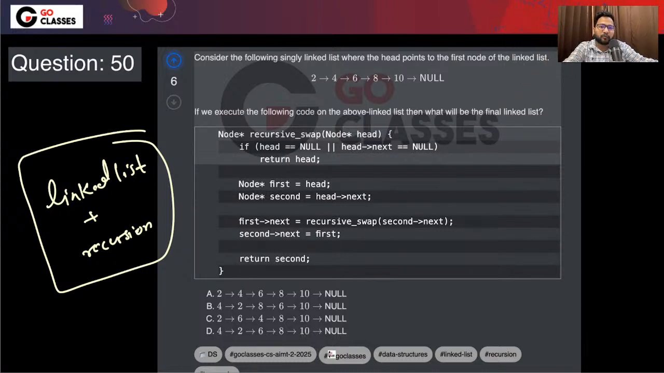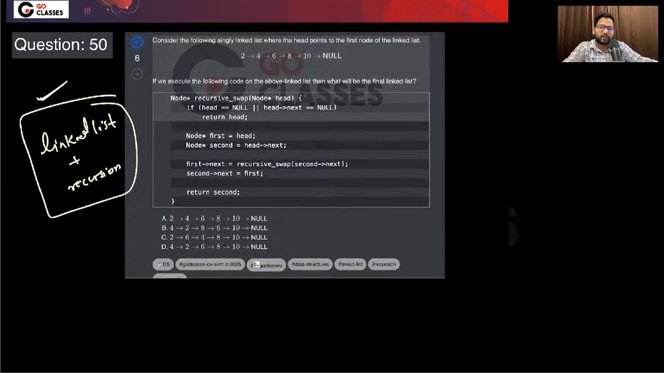By the way, how many of you are GO Classes complete course enrolled students? Because in the complete course we have already seen these kinds of questions where I have dealt with linked list and recursion very nicely. But even if you are not a complete course student, don't worry, we will be solving this question in a very nice form today.